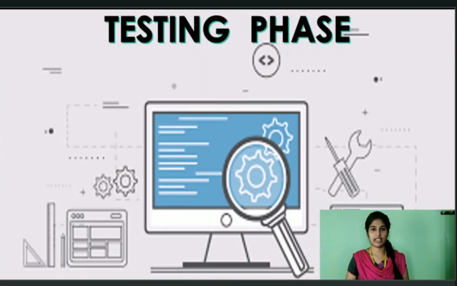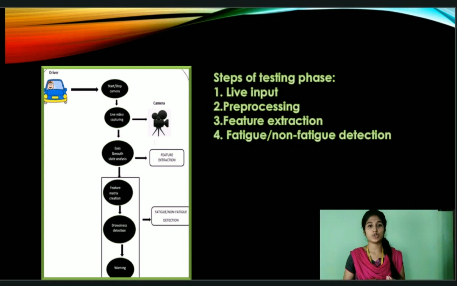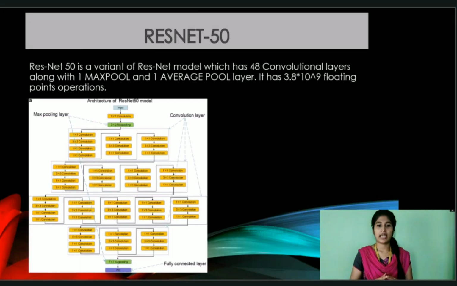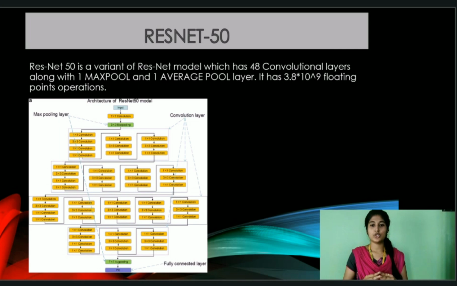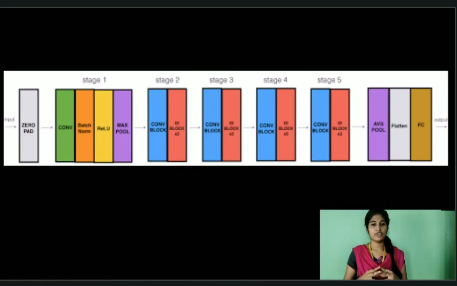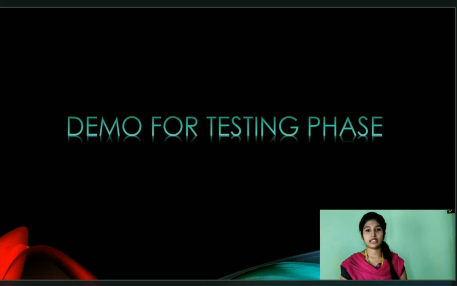After the training of the database comes the testing phase. The first step of the testing phase is giving the driver's continuous video as input, which is taken using the webcam. The video is now converted into grayscale frames. Following this, the pre-processing and feature extraction are done similar to the training phase. The samples in the database are classified using the ResNet50 convolutional neural network. ResNet50 is used for image classification and it has 50 layers, so that the accuracy of the classification is high. The demo for the testing will be shown now.